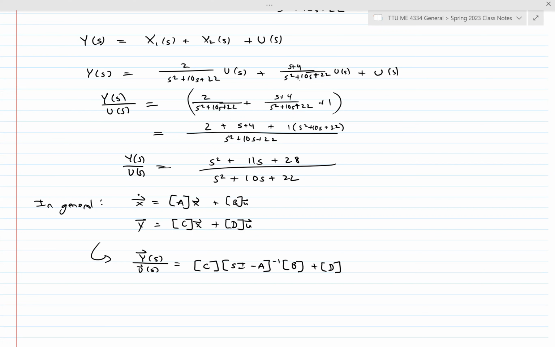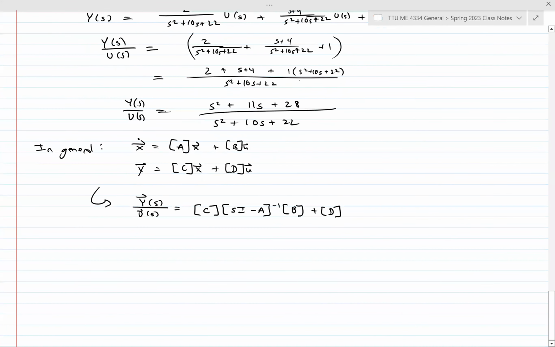We have multiple inputs and multiple outputs, so we're going to have multiple transfer functions. That's why these are vectors here. Should probably represent as a matrix, really. All right, so that ties into what if we have two inputs? We have two transfer functions.